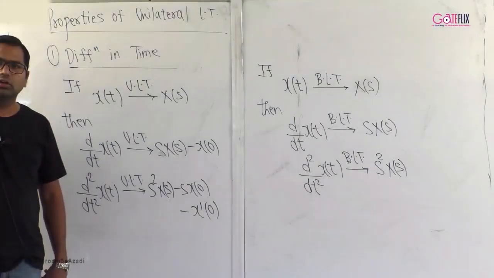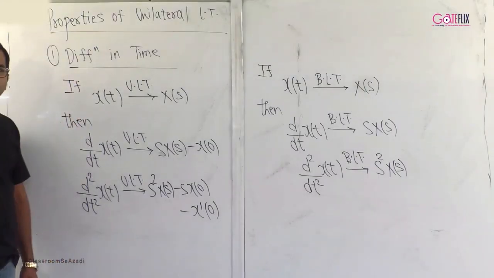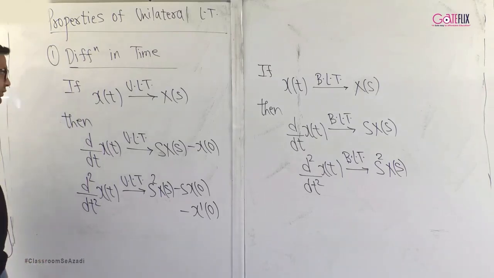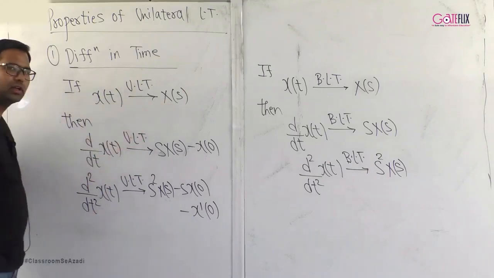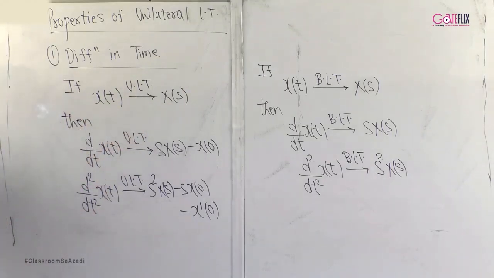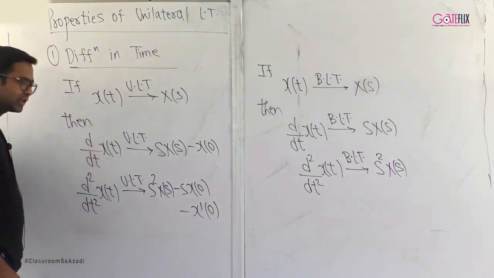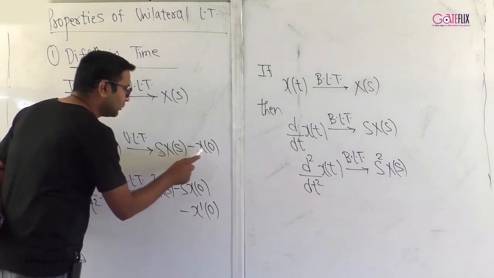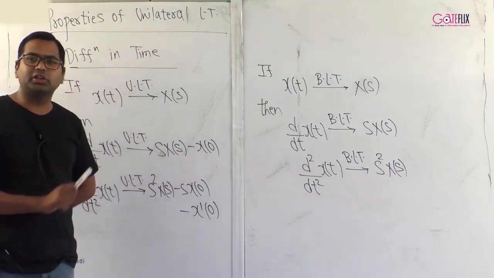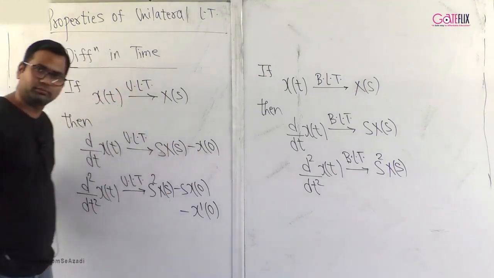The first property of unilateral Laplace transform that we are looking at is the differentiation in time. The differentiation in time property can be expressed as: if capital X of s is the unilateral Laplace transform of x of t, then the unilateral Laplace transform of the derivative of x of t is expressed as s times X of s minus x of 0. x of 0 is called the initial condition and it is the value of the signal at time 0.